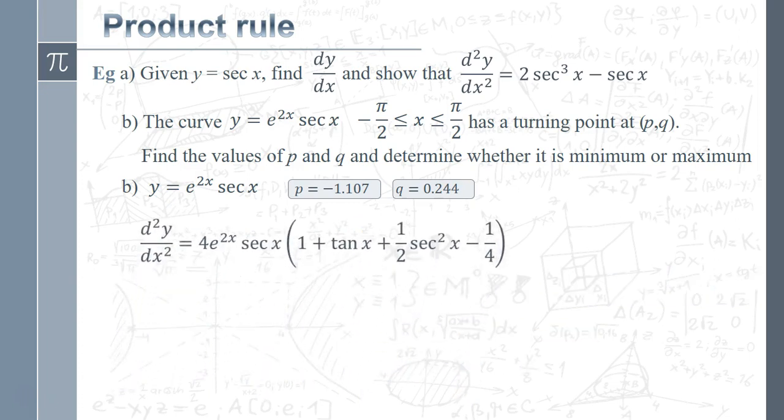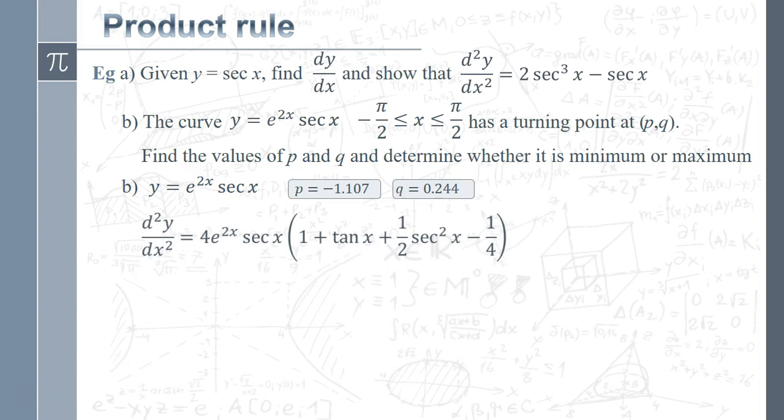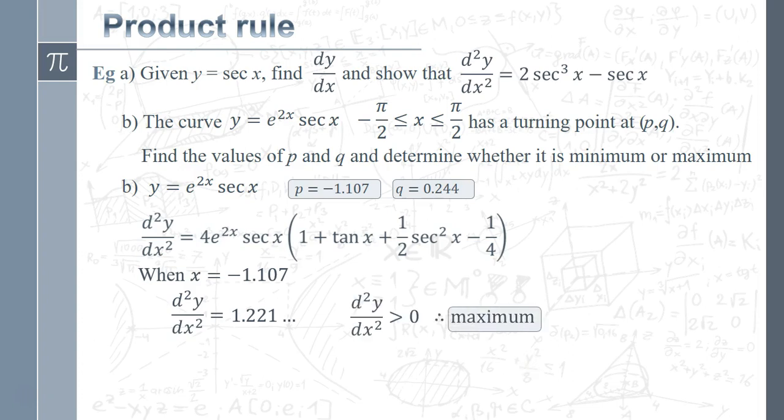And then let's just put our value of x, which is minus 1.107, into all of that. And so our value for d squared y over dx squared is 1.211. Bottom line is I don't much care what it is, I need to know whether it's maximum or minimum. That thing is positive, so there's our statement. d squared y over dx squared is greater than 0, therefore it's a maximum, and there you go, we've answered the question.